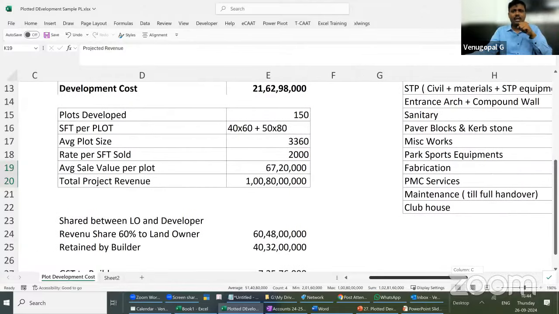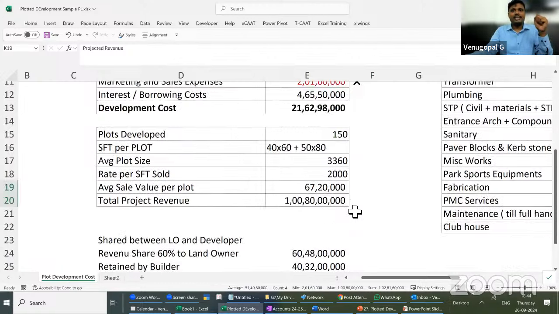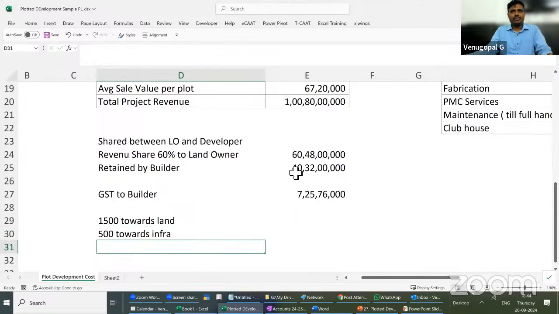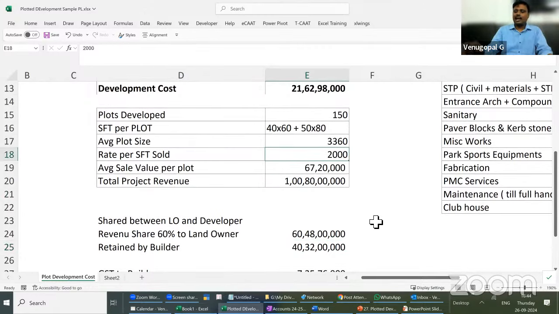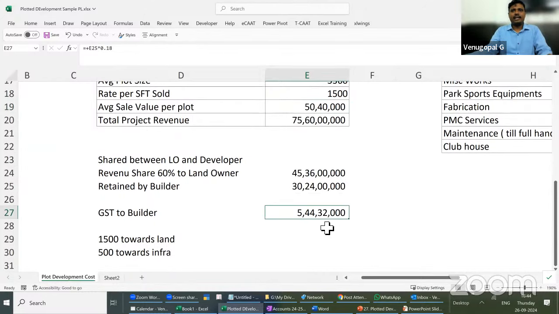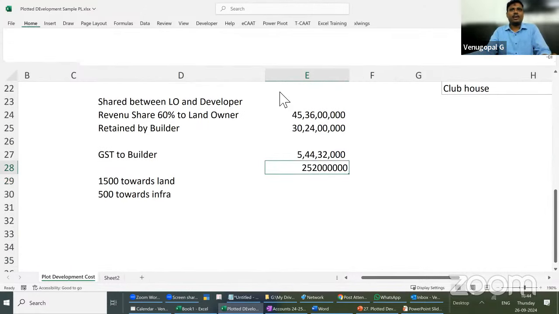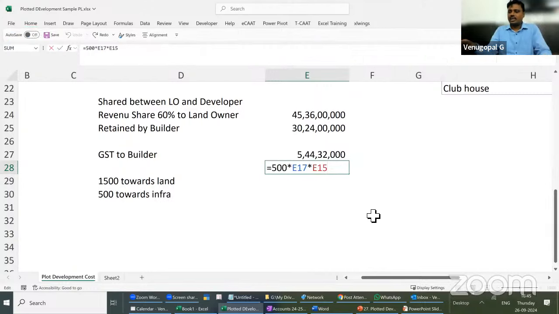Lastly, if I collect infra separately, let's say out of 2000 rupees, let us say 1500 towards land and 500 towards infra. In such a scenario, the way the taxation would work, I'll put it as 1500. The GST would be applicable on the share that is getting the builder, this portion, plus 500, which is infra value. He is collecting around 25 crores as infra. On this 25 crores, 18%. So the builder will be now paying 9 crore 97 lakhs of GST.